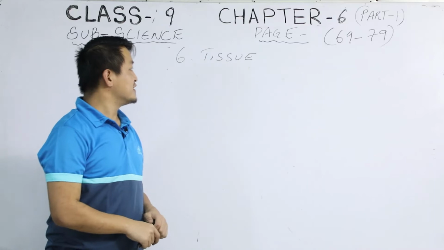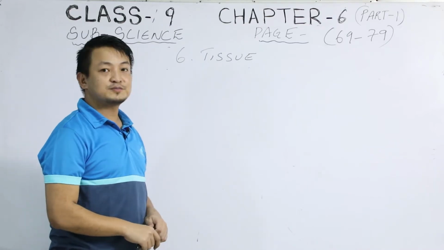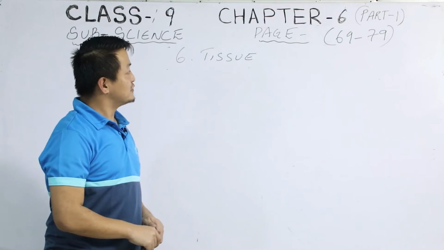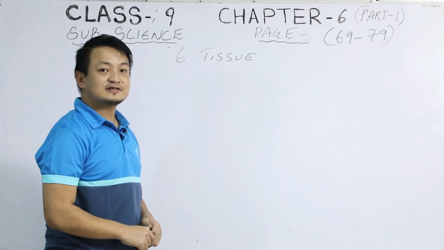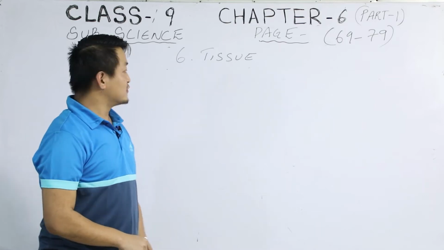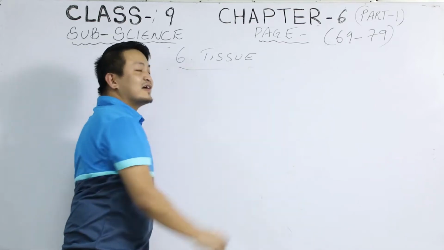So today we will start a new chapter from your biology portion, that is chapter 6, tissue, okay? And you can also refer to your NCERT science textbook page 69 to 79. So first let's define this tissue, okay?